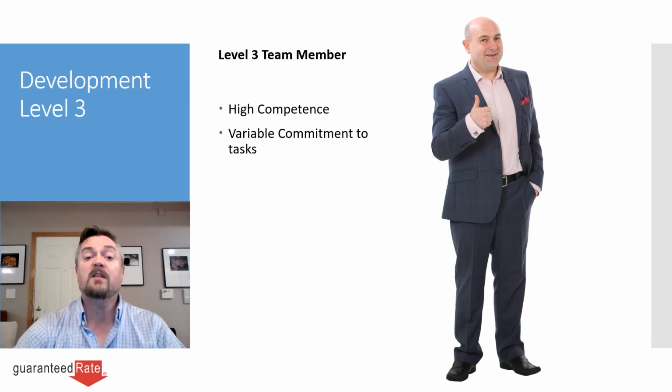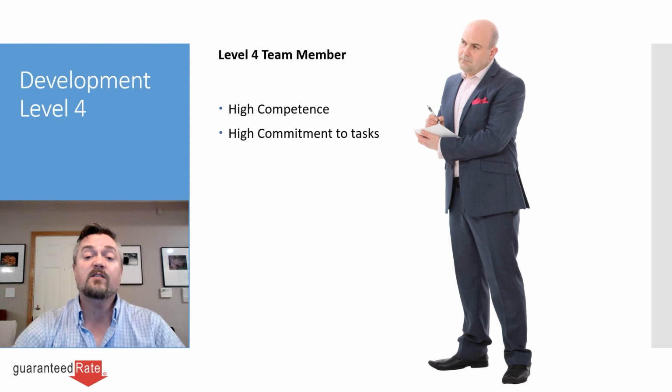Let's talk about development level 3. Now, this is a higher level than level 2, obviously. This team member has got high competence, but variable commitment to their tasks. Sometimes they show a lot of dedication toward doing their job, other times not so much. And this is typical of a lot of different people according to their life circumstances. Maybe there's something happening in their personal life and it affects their performance at work or their commitment to their tasks. Even though they can be very good at their job, they might not always be as committed to their tasks. So this is also going to call for a slightly different management style.